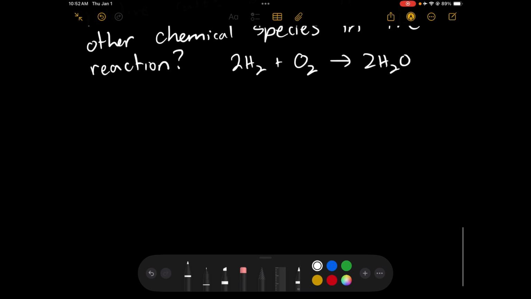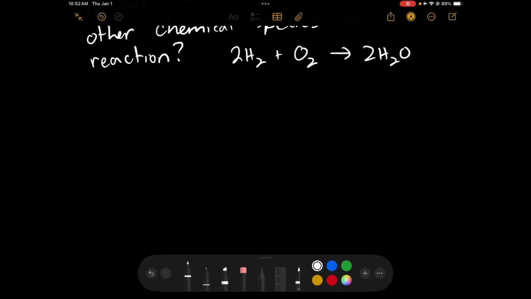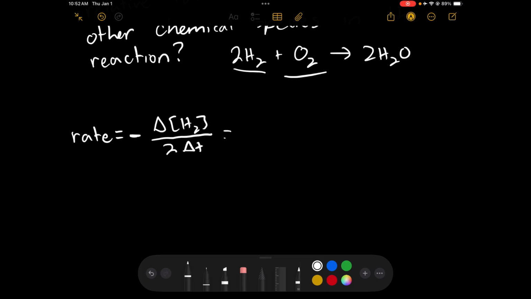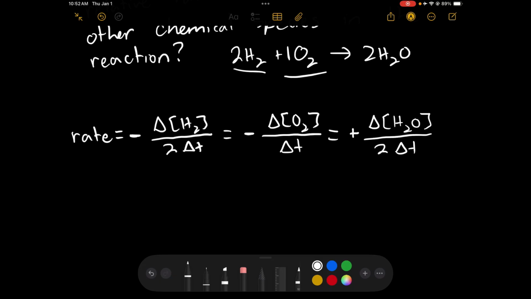All right. So step 1, write a relative rate expression. Cool. Rate equals, these two are going to be negative. So I have negative delta H2 over 2 delta T equals negative delta O2 divided by delta T, because again, the molar coefficient is 1, is equal to positive delta H2O divided by 2 delta T.